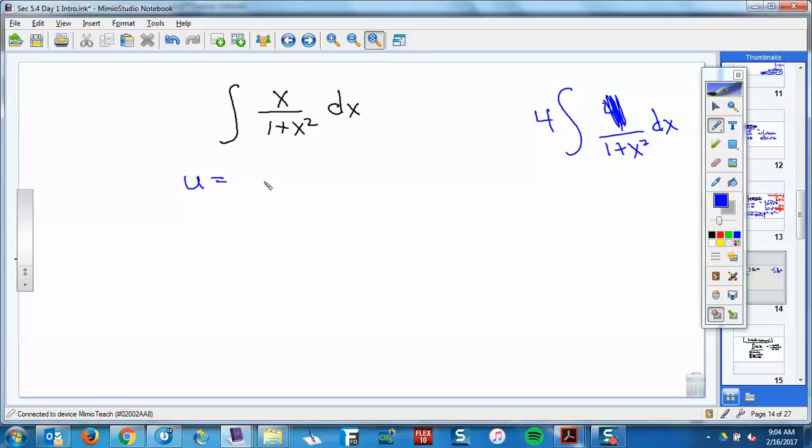Remember I said let u be the inside, but if there isn't an inside, another good thing is let u be the bottom. But here's why you think that this is such a good thing. And think ahead now. If u is 1 plus x squared, what's du? 2x dx. Aha, there's an x dx setting right there. That's why it would not have been a good idea on this one, because there isn't an x dx setting there. So we don't want it.